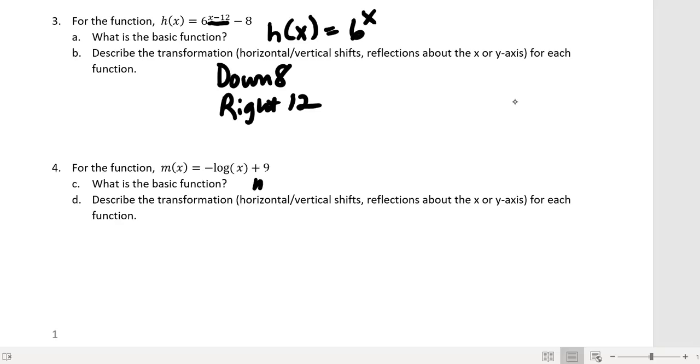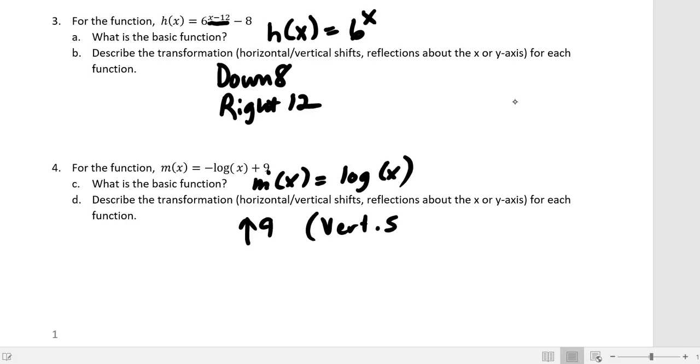So what's our basic function? This is just simply a log function. Describe the transformation. Once again, we have a number on the end by itself. It's a plus 9. That means I'm going to be going up 9. You can write that if you want as a vertical shift, up 9. That's fine. Either way is fine.